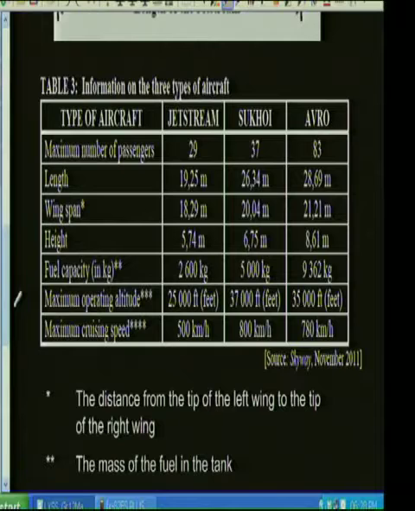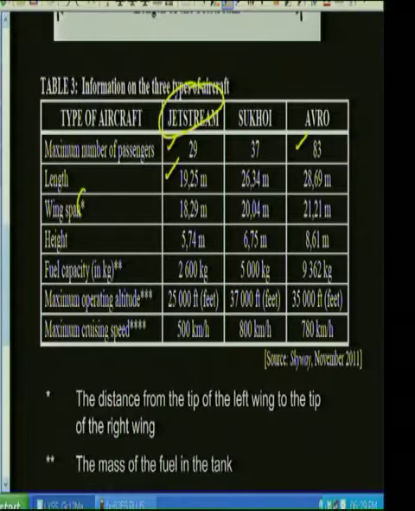And those 3 different types have different bits of information about them, or different statistics. So let's have a look here at our Jetstream. Our Jetstream, we're told, can only have 29 passengers on the train. On the plane, rather. We're not on a train, we're on a plane. The Avro, though, can have 83 people on the plane. So straight away, we know that the Avro plane is a lot bigger than our Jetstream. The length of the plane, so from the front all the way through to the back, is 29.25 meters.